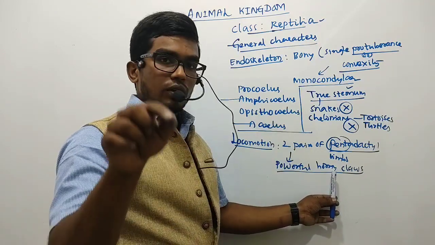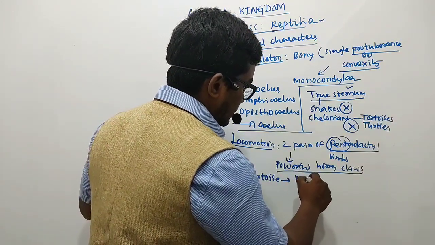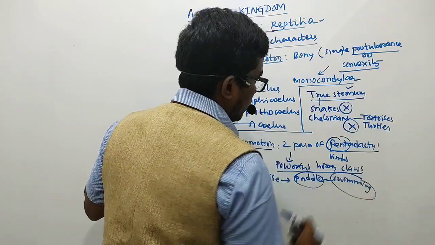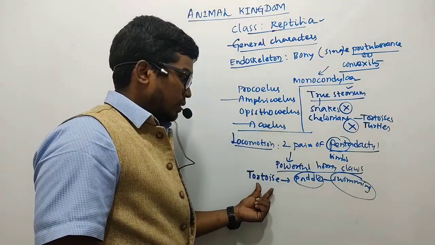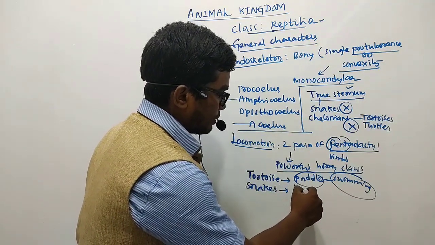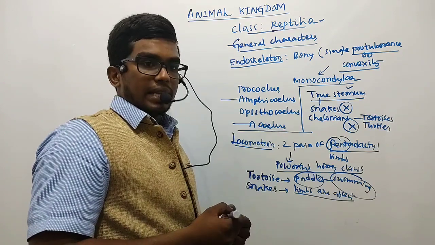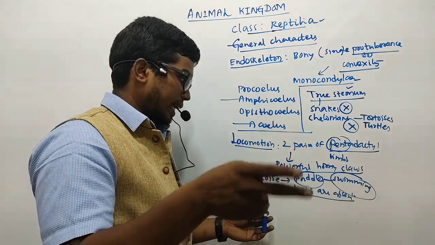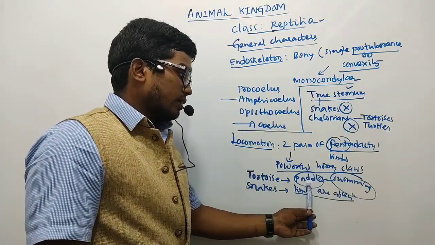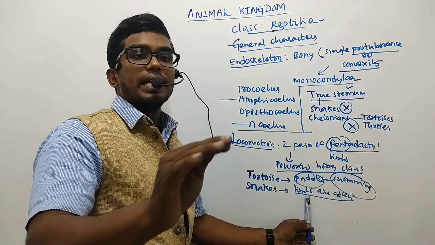In tortoise, you know, limbs are modified into paddles. Paddles help in swimming in the case of tortoise. And in snakes we don't have limbs, limbs are absent. So it is a limbless reptile, the snake. Remember two important exceptions here with respect to locomotion. In the case of tortoise, the limbs are modified into paddles for swimming, and in the case of snakes, limbs are completely absent.